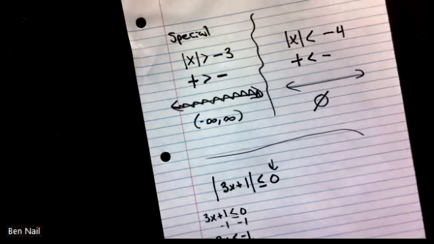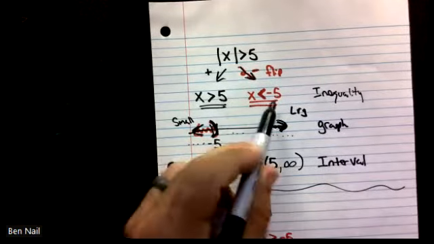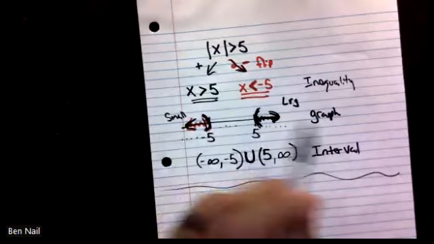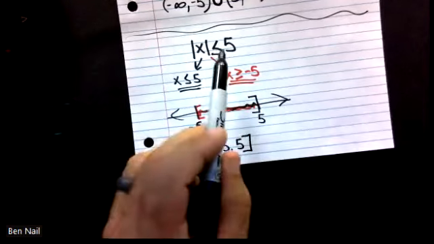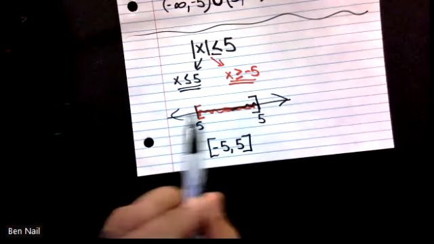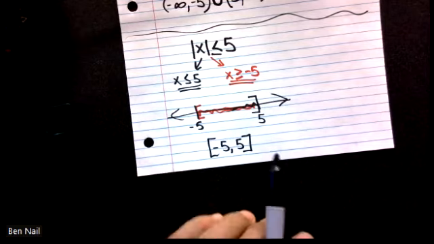So those are your 3 wrinkles. Like I said, most of the problems, you get your 2 solutions and they will either shade away if it's greater than, or you get your 2 solutions and you'll shade between if it's less than.